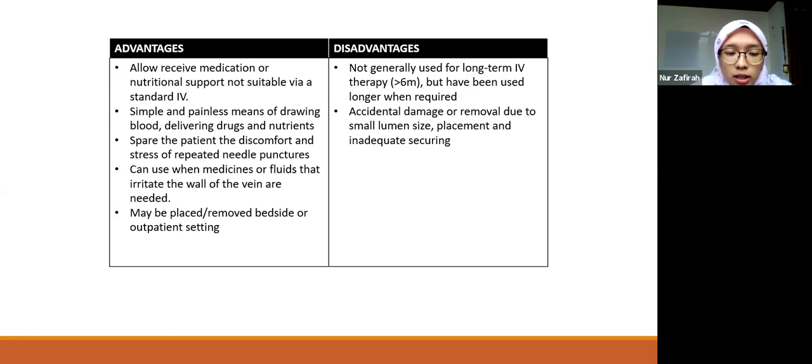However, the disadvantages of the PICC line: we use it if the treatment we want to do is more than 2 weeks, but it cannot be left in for very long, more than 6 months. And because it is inserted peripherally, there may be incidental damage or removal if there is inadequate securing or placement of the PICC line.